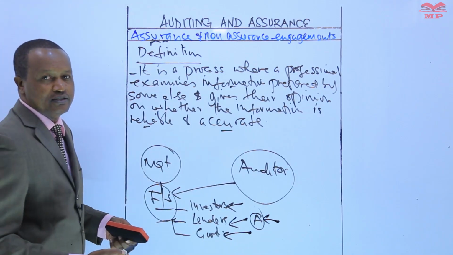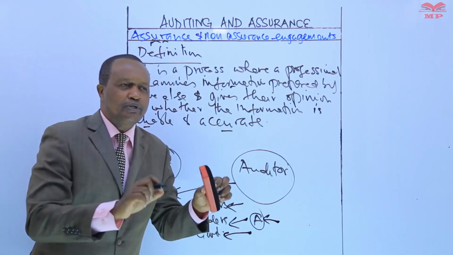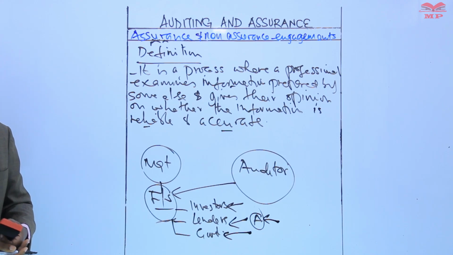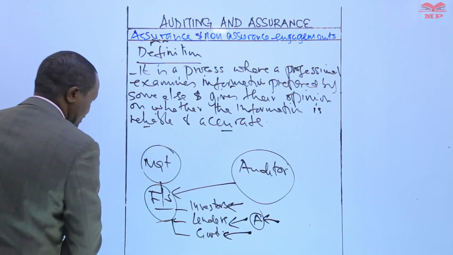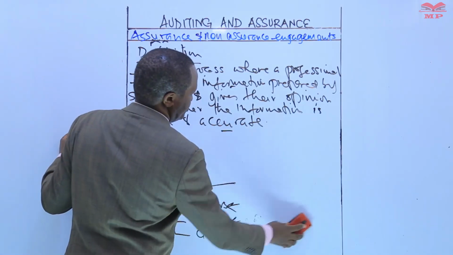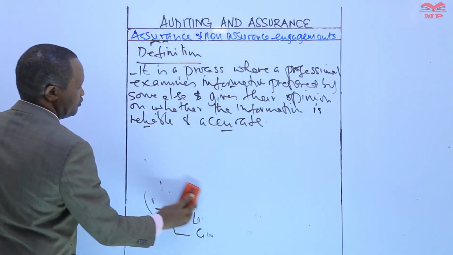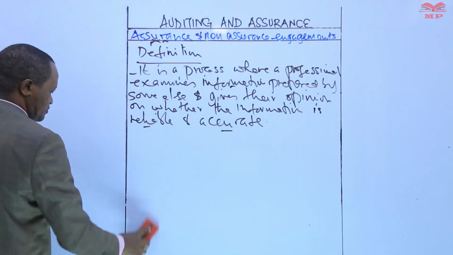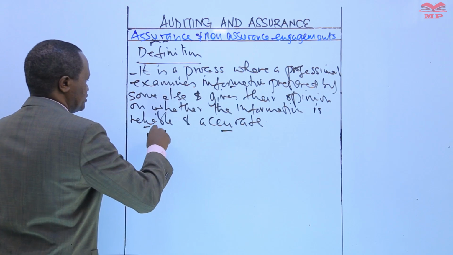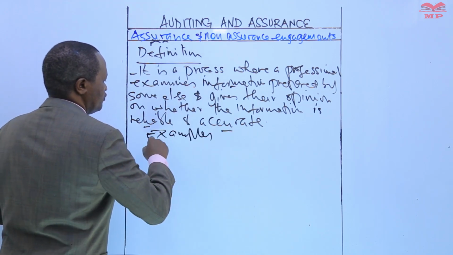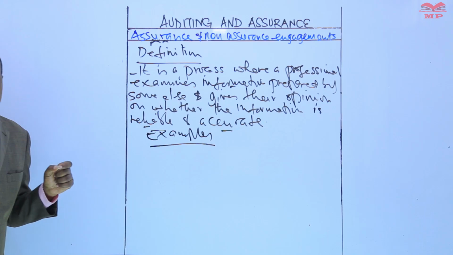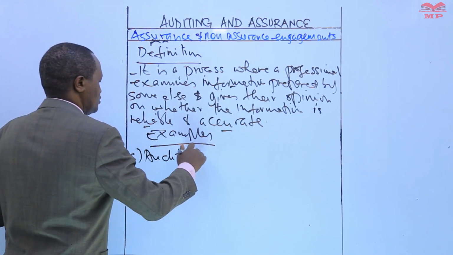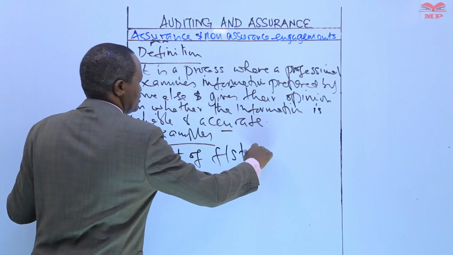Do you understand? The professional's opinion helps the users make informed decisions. And I've given one example to help you understand, one example of an assurance engagement. Examples of assurance engagements. One I've said is the audit of financial statements.